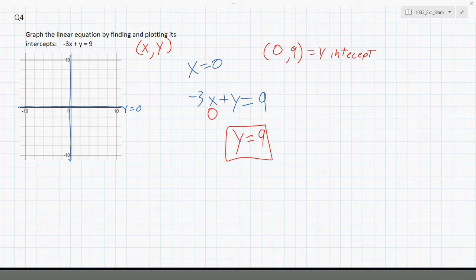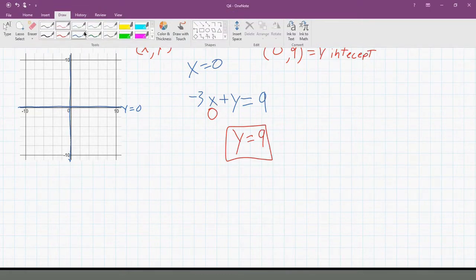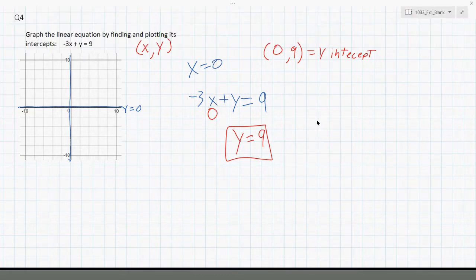Now we're looking for the x-intercept, which will be the simple change that y equals 0. So we'll plug it into that equation from before, and we'll have negative 3x plus y, which is 0, equals 9. From here, it's not as straightforward as the other one, but still we get rid of the 0. We then say, well, we need to divide both sides by negative 3.